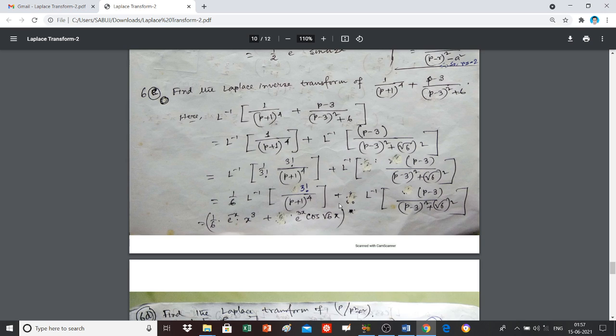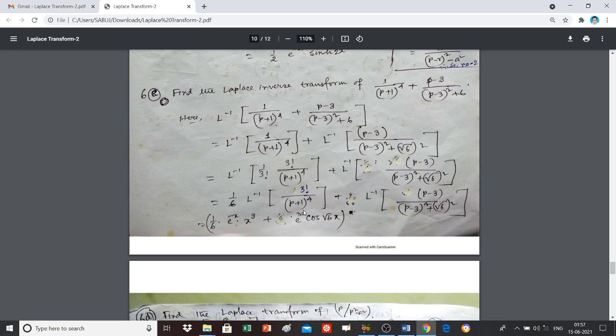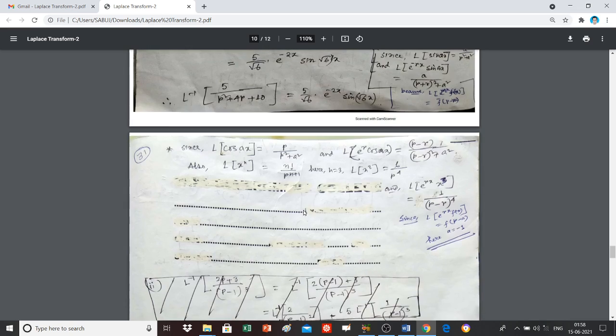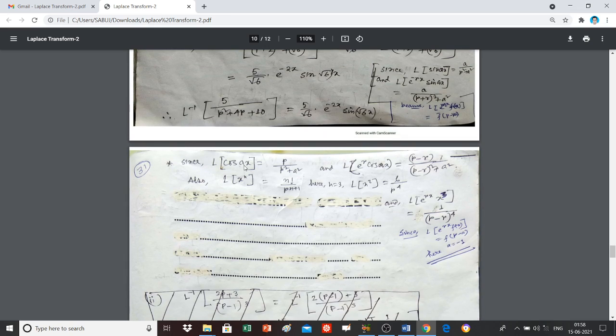Okay. After that, you see here the inverse Laplace transform of p by p square plus square root 6 square will give you cos square root 6x. And since in this case p minus 3 is there, that will give you e to the 3x. Why? The reason is also stated here. L of cos ax is equal to p by p square plus a square. Then L of e to the rx cos ax, according to the first shifting property, this p should be replaced by p minus r. So p minus r by p minus r whole square plus a square. Okay, this is the reason.